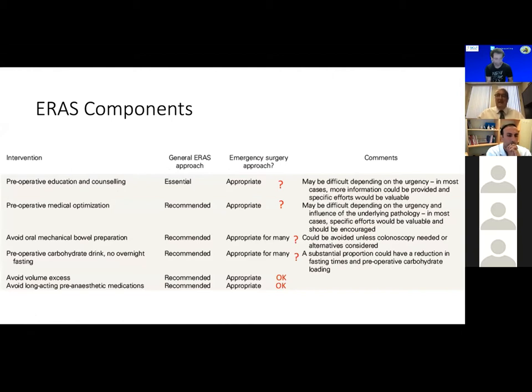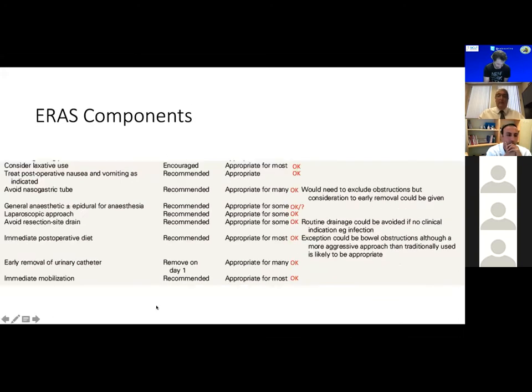In the emergency setting, you know, you have, as you mentioned, an hour, maybe two at most, to optimize physiology as much as you can. Bowel preparation is definitely not appropriate, at least for the emergency general surgery patients that I take care of. Pre-operative carbohydrate drinks, no overnight fasting, this is all good for elective surgery, but I question how can we do this for emergency surgery? Volume excess, yes. Avoidance, good. Long-acting pre-anesthetic medications, as Professor Ramírez mentioned, treating pain early, very important.